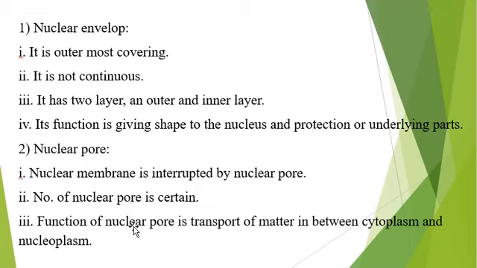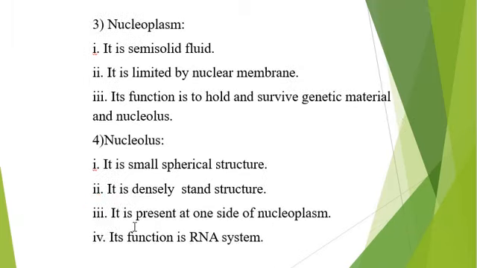Nuclear envelope, its structure and function. Mostly it is made of two layers, the outer and inner layer, and it is not continuous, but it is the outermost layer. Its function is to give shape to the nucleus and protection to the underlying parts. Then the second important part is the nuclear pore. The nuclear membrane is interrupted by pores, that is the nuclear pore. The function of the nuclear pore is the transport or exchange between cytoplasm and nucleoplasm.